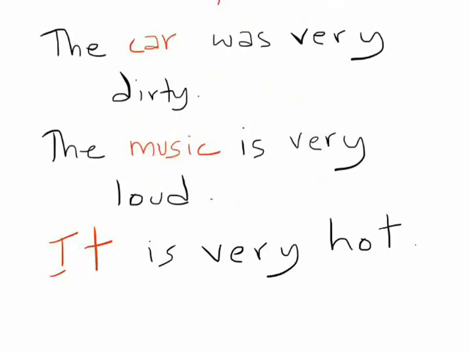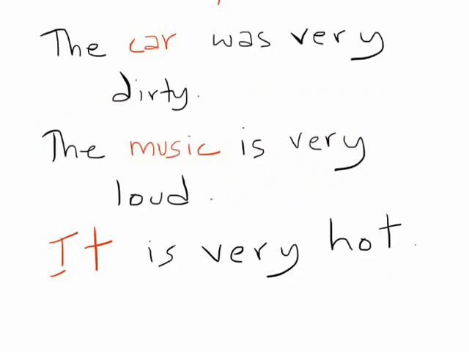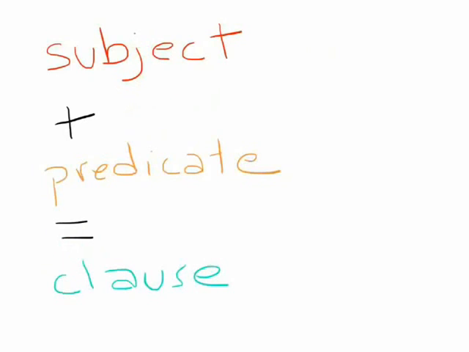And as you can see, the subject and verb are generally essential for a complete sentence. This part of any sentence, which says something about the subject, is known as the predicate. Together, a subject and a predicate form what is known as a clause.